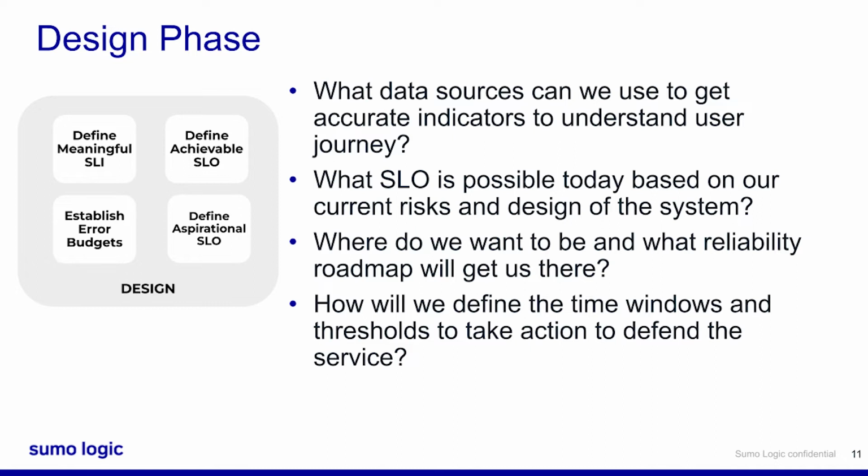What indicators can we use to say, hey, are we having a good day or a bad day? What SLOs are possible today with our current systems, and maybe what might we want to design in the future to get us more to our aspirational targets? And then you also want to figure out, once you have these targets and these metrics, what are some time windows or thresholds that make sense? That, hey, if certain events happen, these are the actions we want to take to actually defend the reliability of the service. And all this gets covered in the design phase there.